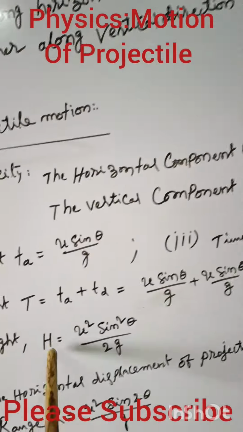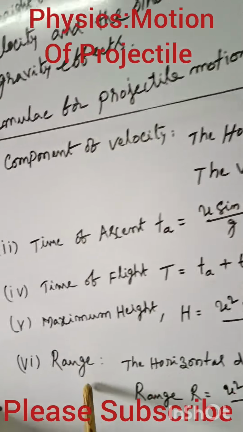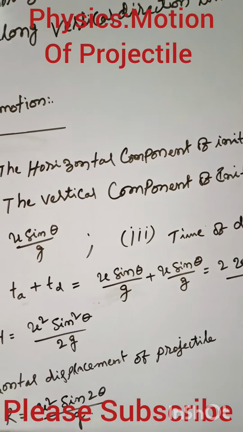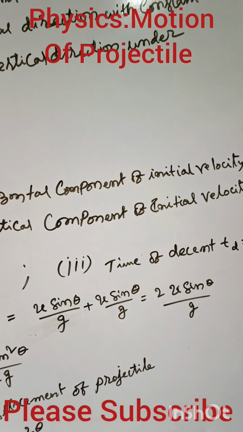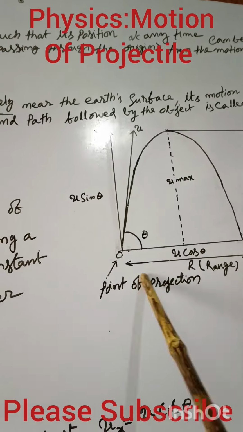Then the maximum height, H, from here to the maximum height, is given by u square sin square theta by 2g. Then the range is the horizontal displacement of the projectile, R, equal to u square sin 2 theta by g. Range means from here to here, the distance covered.